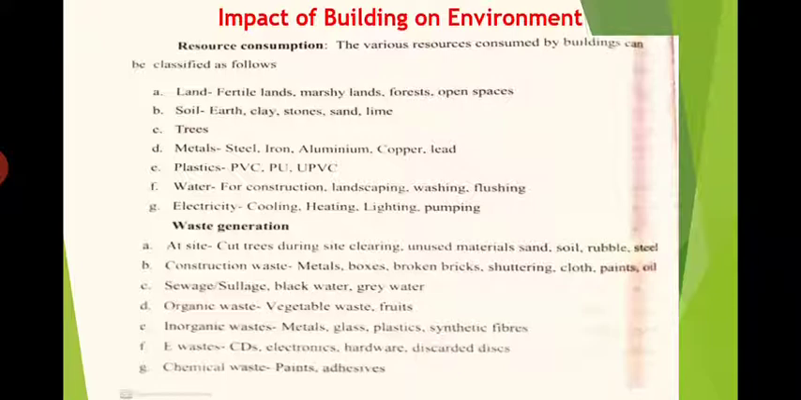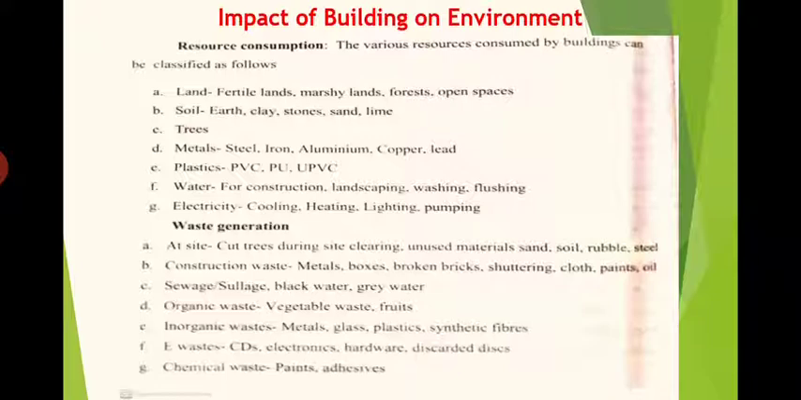The impact of the building on the environment can be considered as two types. One is the impact on the environment by the resource consumption of a particular building. In the building's construction stages, we consume a lot of resources. Along with that, buildings generate a lot of waste also, which we will discuss. So first, coming to resource consumption, the various resources consumed by a building can be classified as follows.